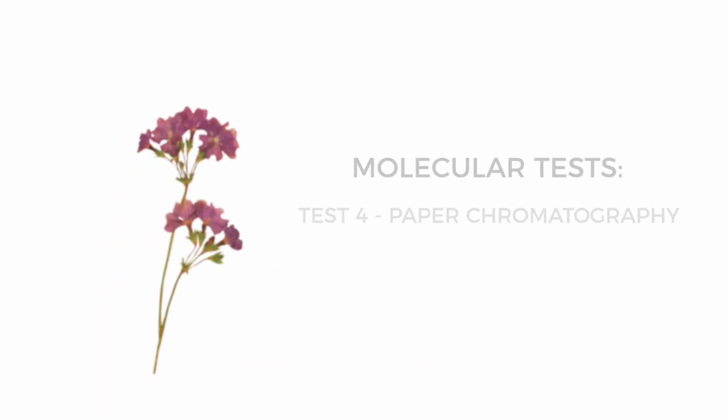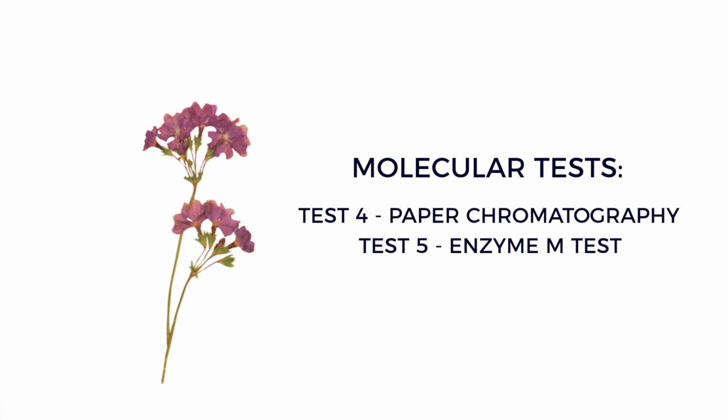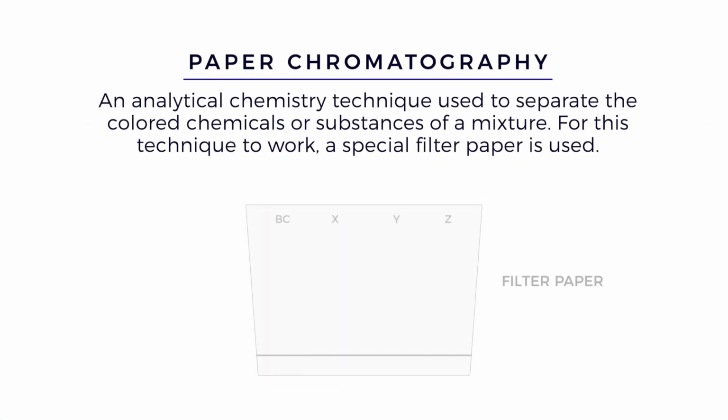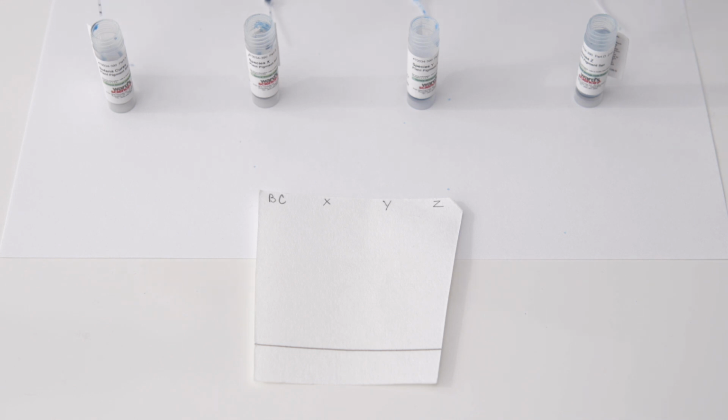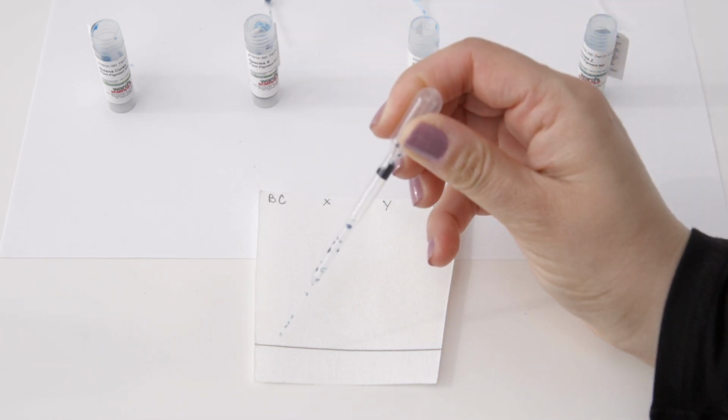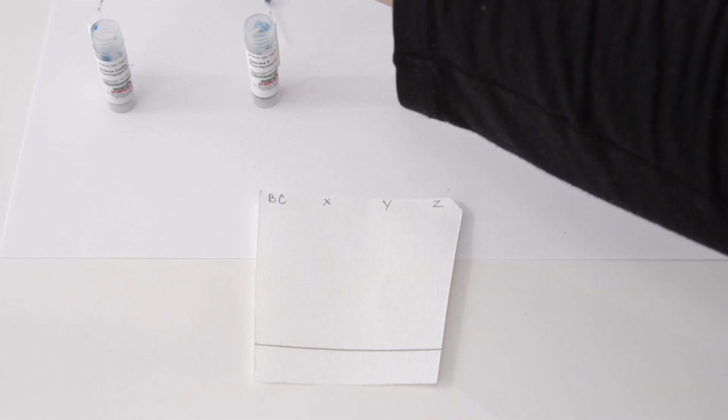through a series of molecular tests, paper chromatography and Enzyme M test. Paper chromatography is an analytical chemistry technique used to separate the colored chemicals or substances of a mixture. For this technique to work, there is a special filter paper that is used. As you see here, we have our filter paper with a line at the bottom and pigment identification labeled at the top. BC is for Botana curis, and then species X, Y, and Z.